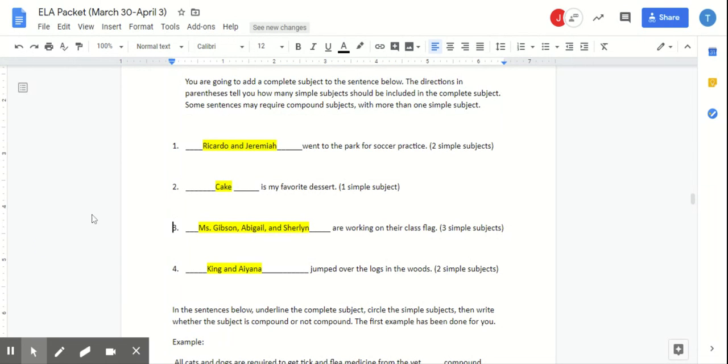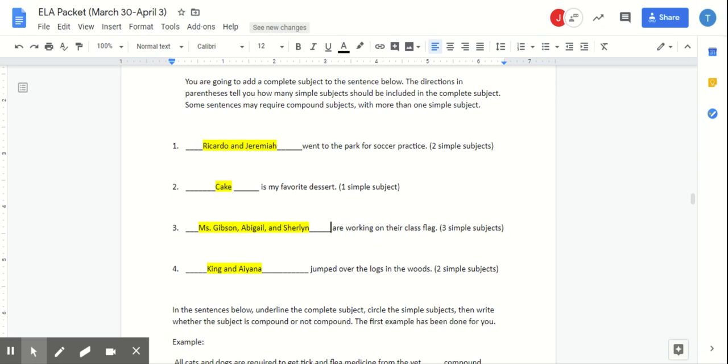All right, welcome back from doing just part one. Of course, we already did number one together. So I'm going to go through two, three, and four. And then after that, you guys are going to go into part two. So number two, it says, blank is my favorite dessert. It only asks for one simple subject. So, of course, I put cake. Cake is my favorite dessert.